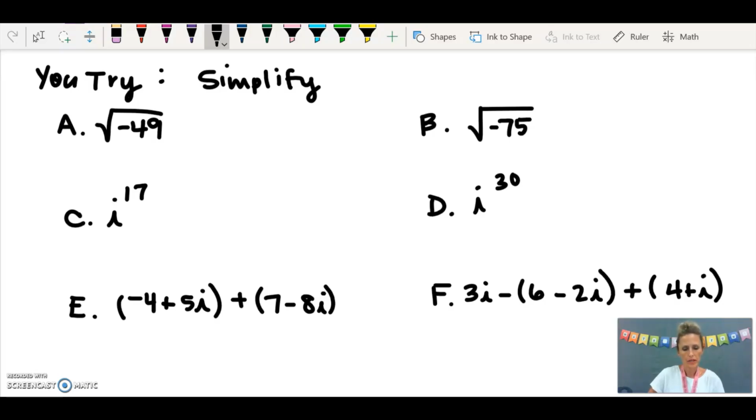Now that you know a little bit about simplifying radicals with imaginary roots, simplifying powers of i, and adding and subtracting complex numbers, pause the video and try these 6 guided practice problems. Then press play and check your work.